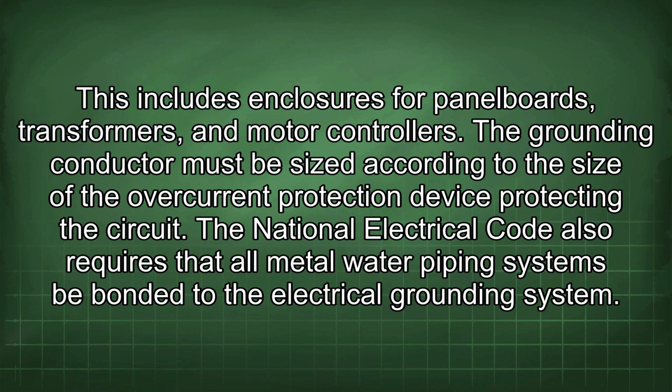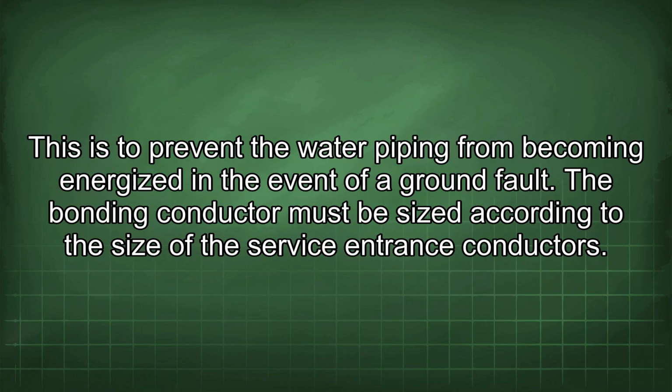The National Electrical Code also requires that all metal water piping systems be bonded to the electrical grounding system. This is to prevent the water piping from becoming energized in the event of a ground fault. The bonding conductor must be sized according to the size of the service entrance conductors.